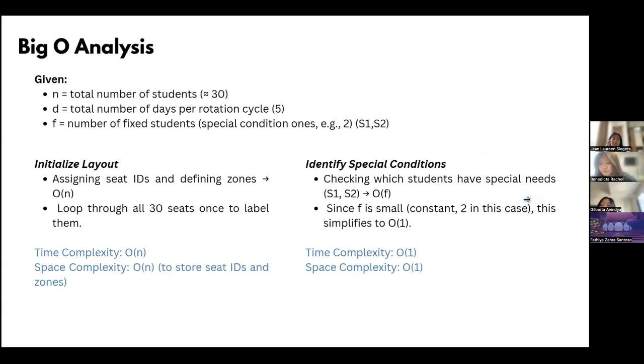Okay, my name is Jin, and next is the Big-O analysis. It's basically the same as the algorithm I described before, only we point out that N is the total number of students, which is 30, D is the total number of days, which is 5, and F is S1 and S2. Next.